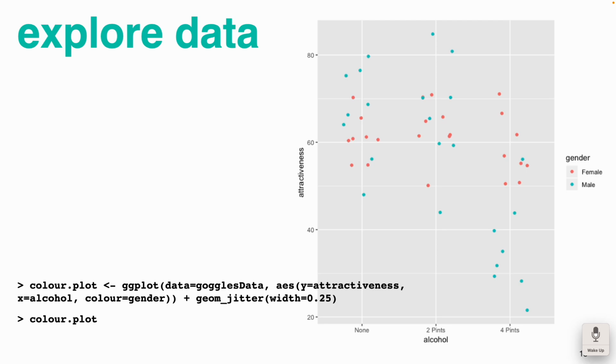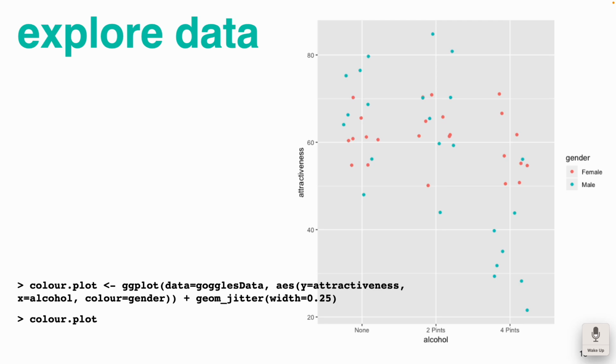We see a pretty good mix. What are we seeing from this data? Any hypotheses that we might have? Yeah, it looks like male, female. Sorry, females are more attractive than the males with 4 pints. Yeah, so we see that there's not much of a difference. The only difference we seem to see is at 4 pints.